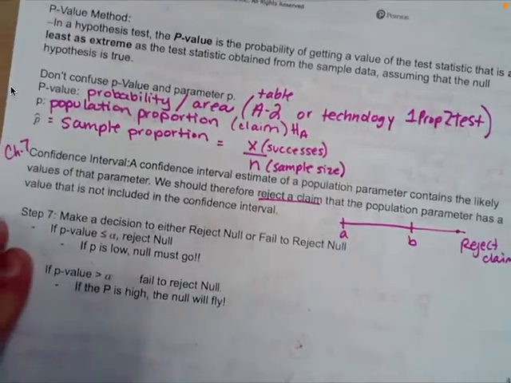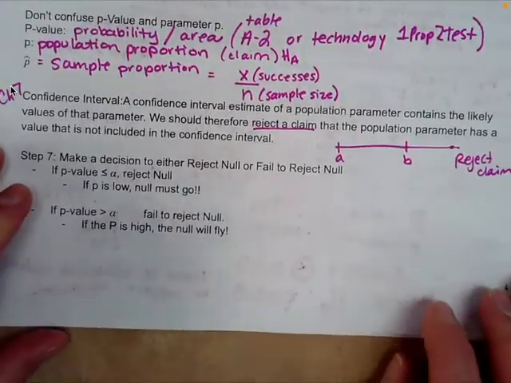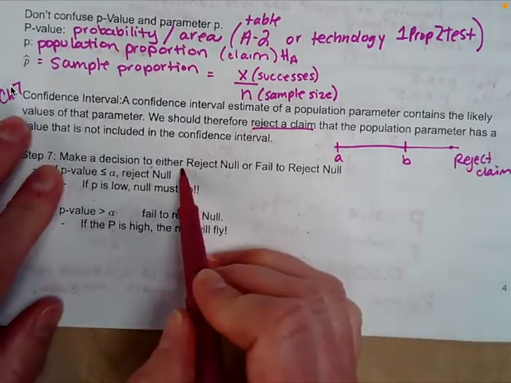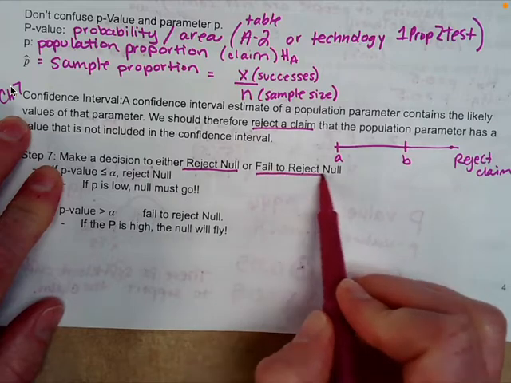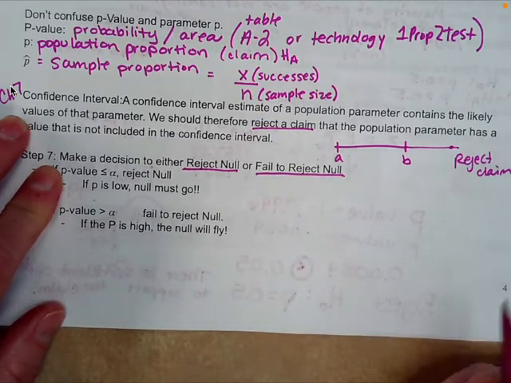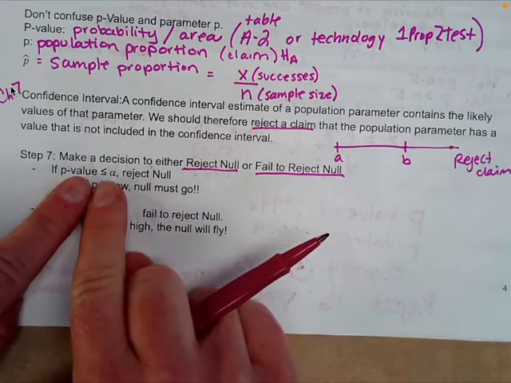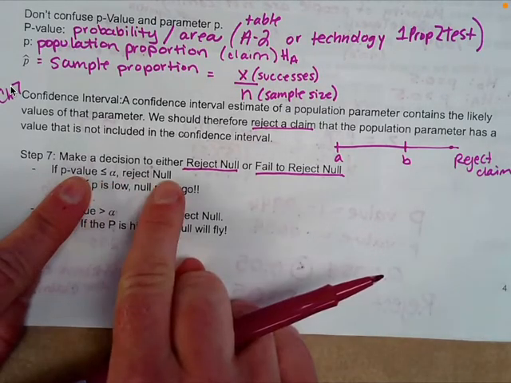Make a decision about whether to reject or fail to reject the null. So those are the two decisions. We can either reject the null or fail to reject the null. We can't accept anything. We just have to either reject or fail to reject. So if P is less than or equal to alpha, we reject the null.